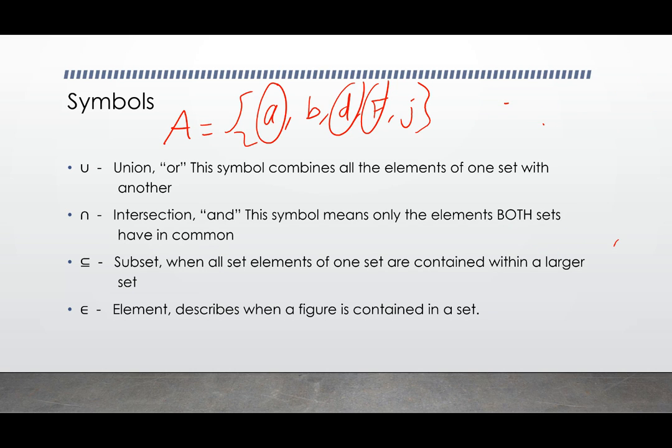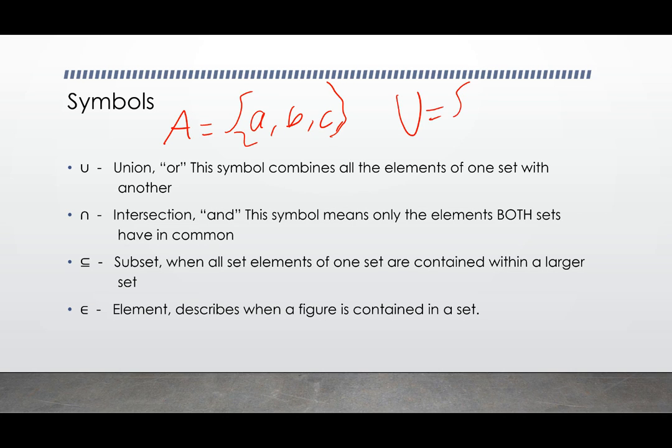The next symbol is subset. This is to indicate that all the elements in one set also belong in another. So let's say I have this set that's A, B, and C. Keep it simple, right? And let's call this other set U. We'll say the set U is A, B, C, D, E, F, G, right?